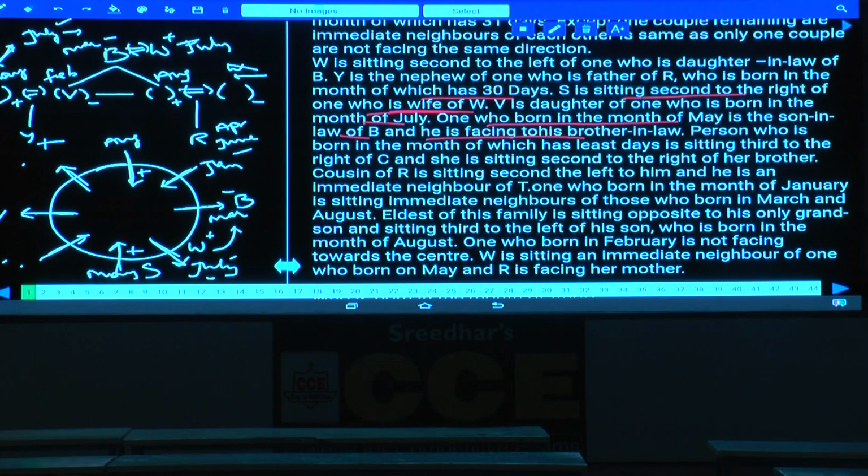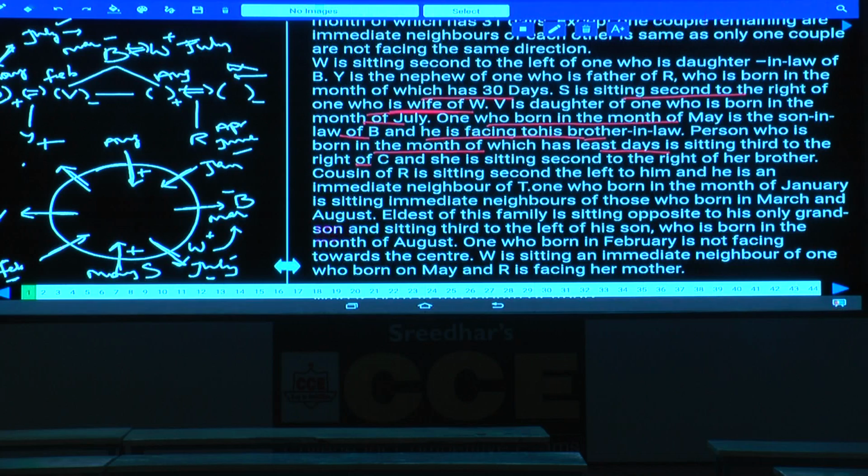Who is the son-in-law of B here? Now this son-in-law of B is facing this person, hence May and August. May is this one, S is May, hence S is the son-in-law. Follow here? S is the son-in-law, because the son-in-law and brother-in-law are facing each other. And the person who was born in the month of least is seated third to the right of C. Now third to the right of C, now least. If you take it at this place, that means February. If you take February at this place, the person who was born in February is facing away from the center, isn't it?